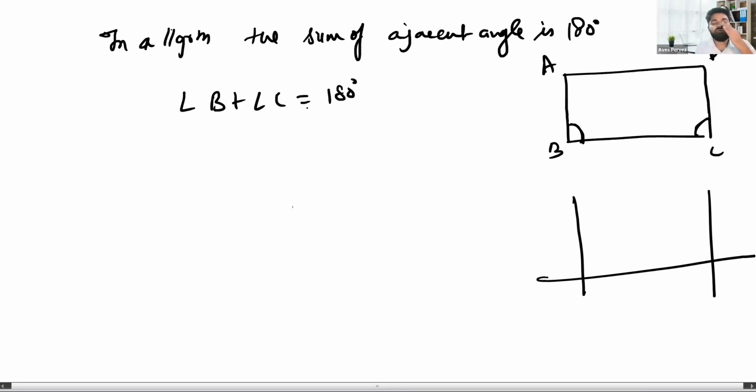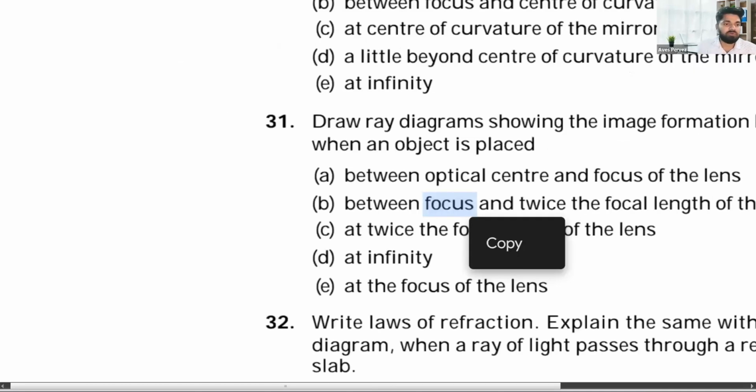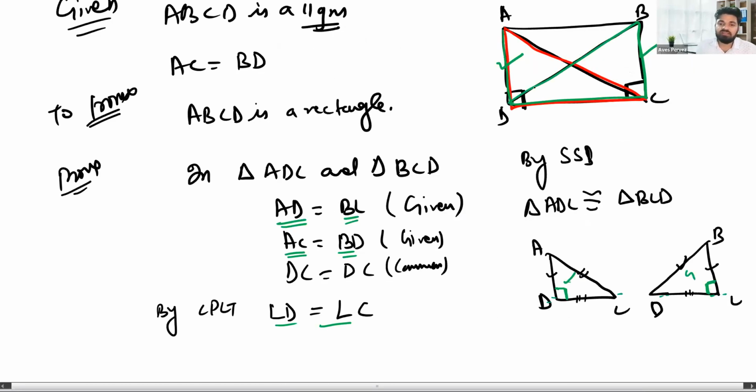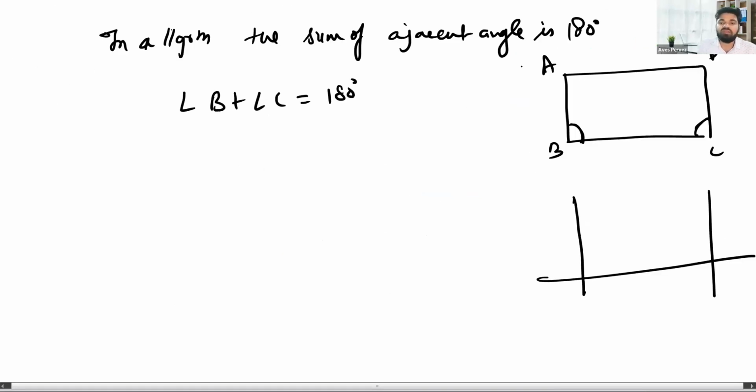Now you have previously proved that angle B and C are equal. But here this is not B, I think it is D and C. In our figure, we have A, B, C, D like this. Let me make A, B, C, D.